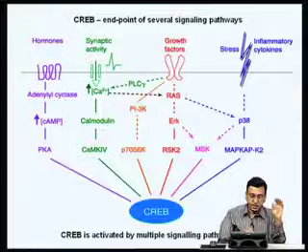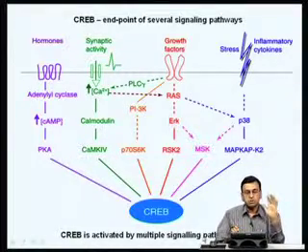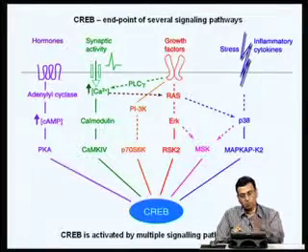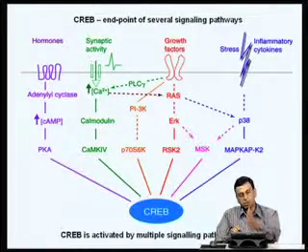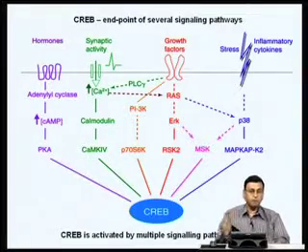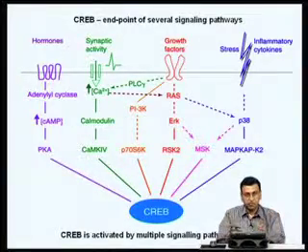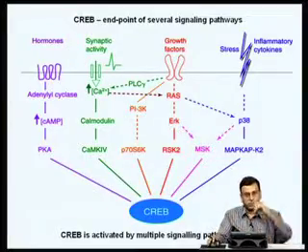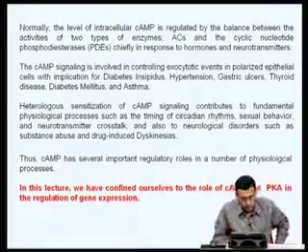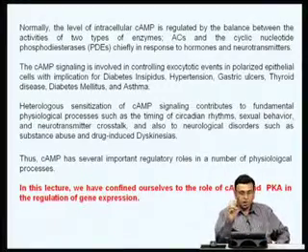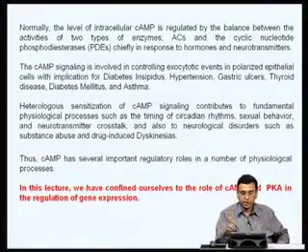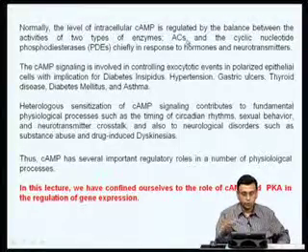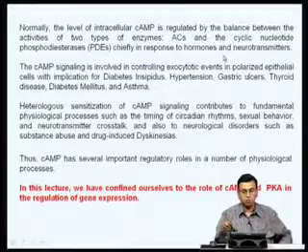The take home message is CREBs can be activated by multiple signaling pathways like the PKA pathway, the calcium calmodulin pathway, the receptor tyrosine kinase or growth factor signaling pathway, as well as the MAP kinase pathway, and different kinases can phosphorylate either the same serine residue or different serine residues, leading to activation of CREB function. Normally the level of intracellular cyclic AMP is regulated by the balance between the activity of two types of enzymes, namely adenylate cyclases and the cyclic phosphodiesterases, chiefly in response to hormones and neurotransmitters.